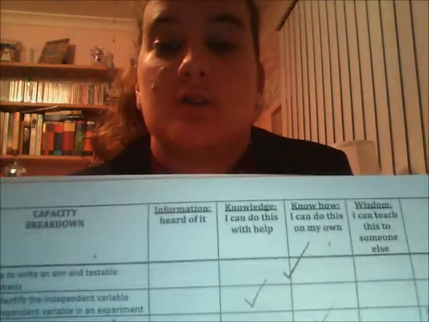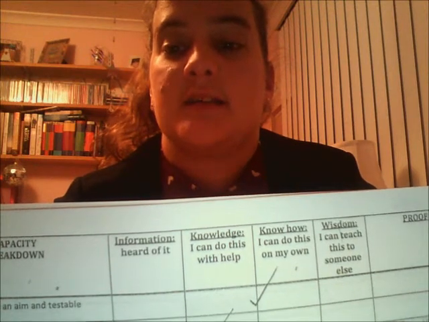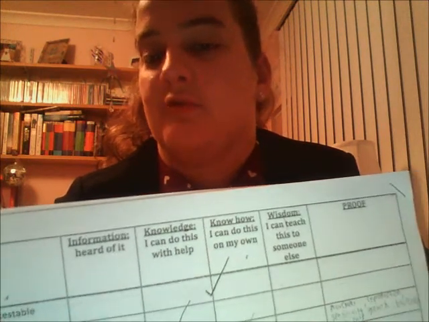So then there were these boxes the kids had to tick. I've heard of it, I don't know it, but I've heard of it in class. I can do this with help. I can do this on my own. I can teach this to somebody else. And then there was a box at the end which they could write their proof in or draw the proof in, whatever it was that was asking them to do. So the kids would tick one of the boxes, so I can do this with help, I can do this on my own, and then they would show me how. So that was a really great tool.